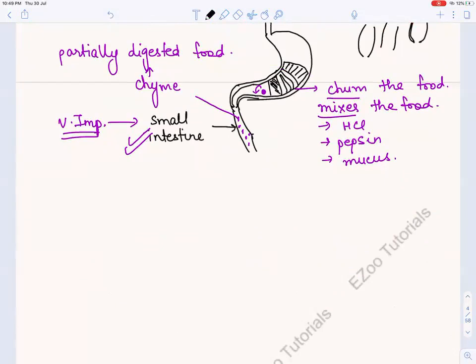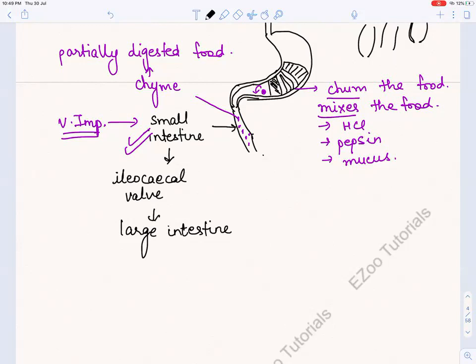So now these are all intestine, curvy and all, so I'm not drawing that. And it continues till where? It continues till the ileocecal valve. Okay, and then it goes to the what? Then it goes to the large intestine. So I'm just giving you a framework so that you know what we are going to do when we do this chapter.